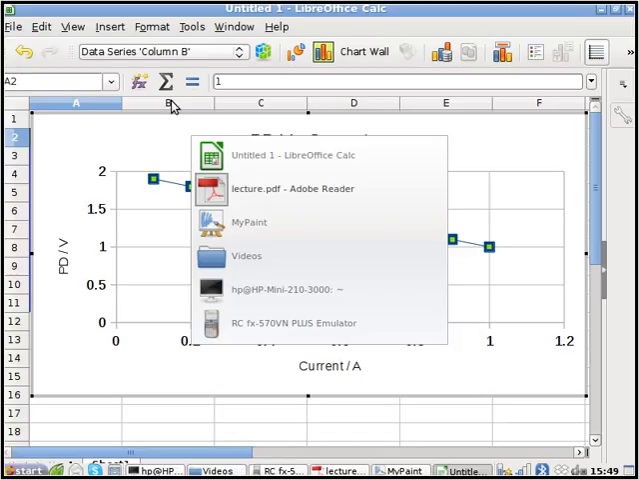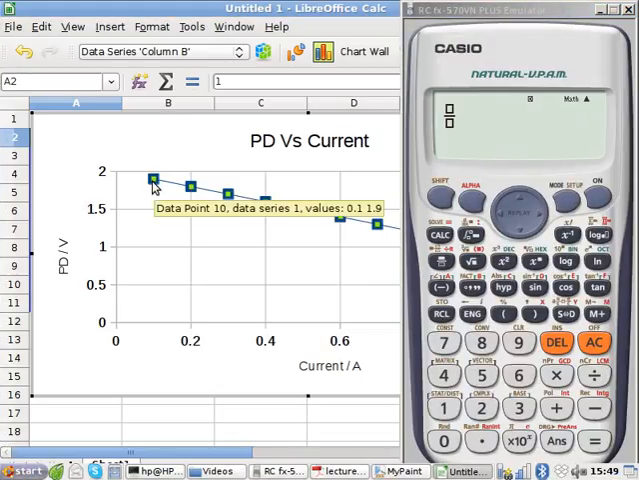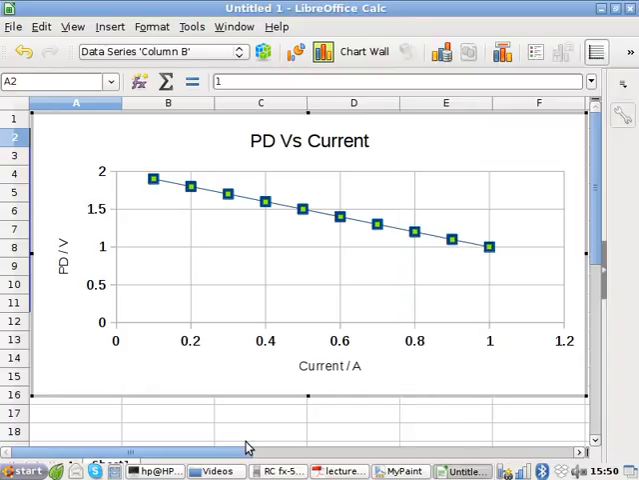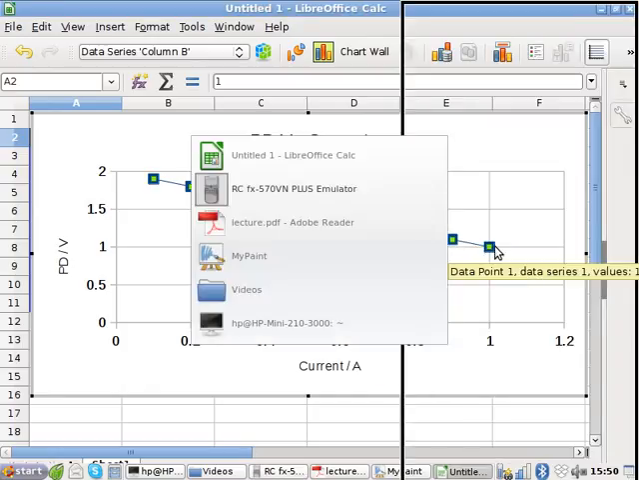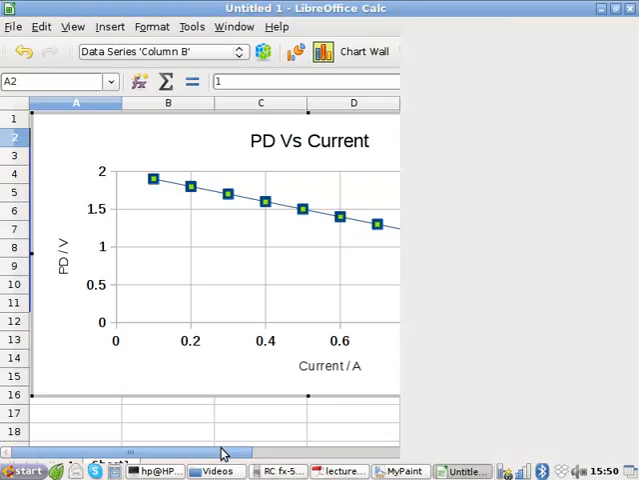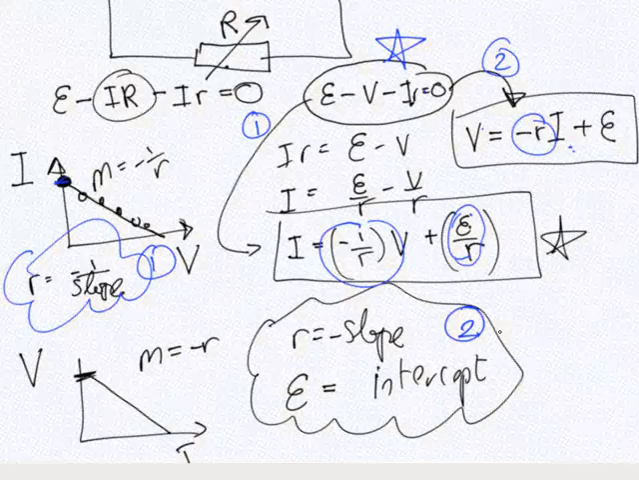Okay, so if I take out the calculator here, what will we go with? It says here, 1.9. 1.9 minus... Isn't it y2 minus y1? Yeah, it doesn't matter which way around. Over x2, which is 0.1, minus x1, which is 1. So we get minus 1. So the internal resistance is 1. That's fine. So we have R equals 1 ohm.